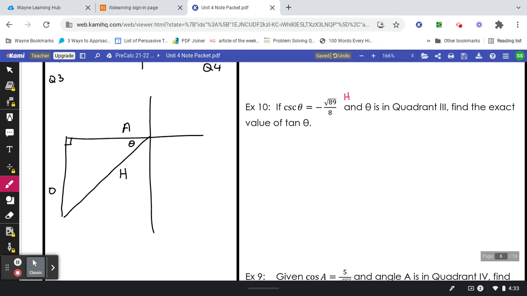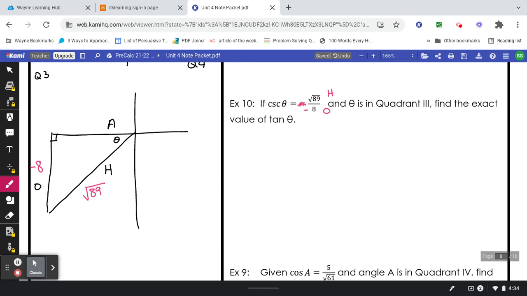Cosecant is H over O. Remember, we said that the negative cannot attach to the H, so the negative will have to go on the O, on the 8. So let's put that on our triangle. Negative 8, that makes sense because you went in the negative down direction. And square root of 89, hypotenuse is never negative.